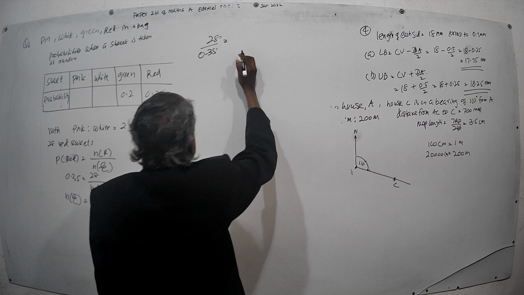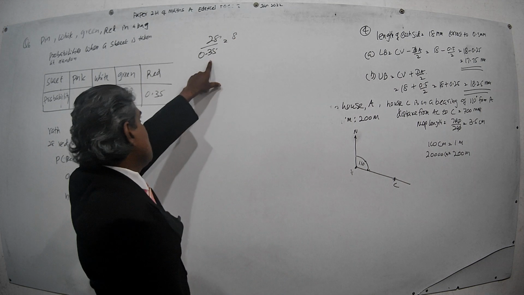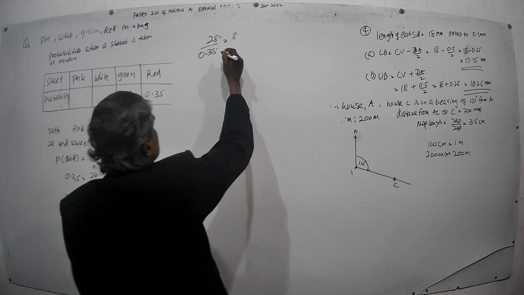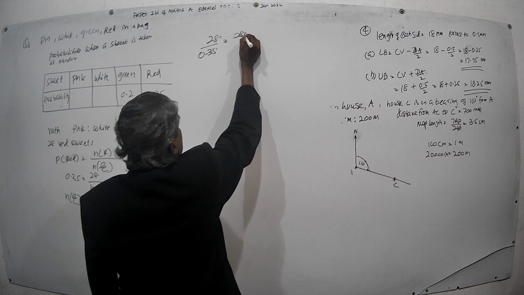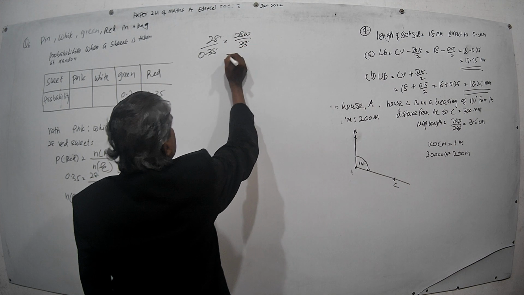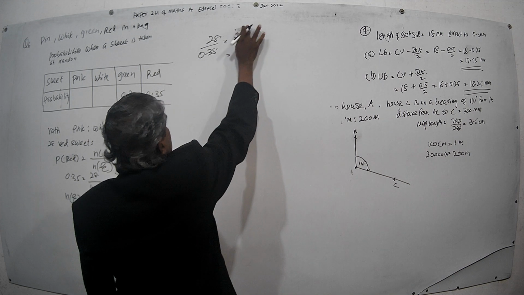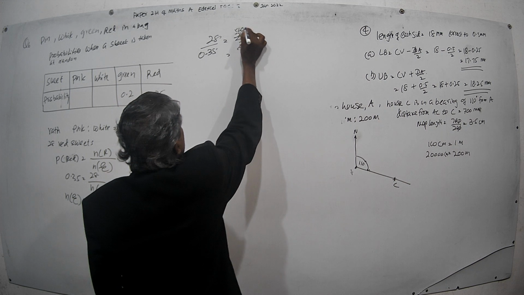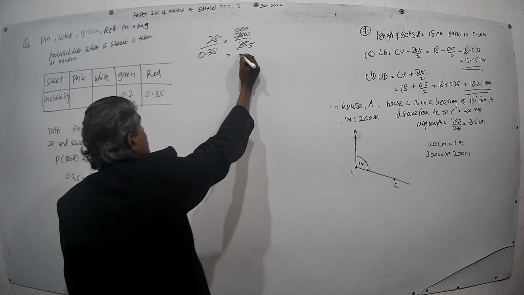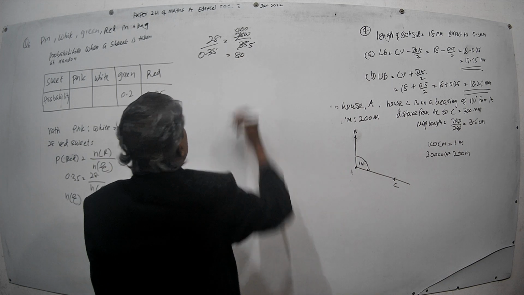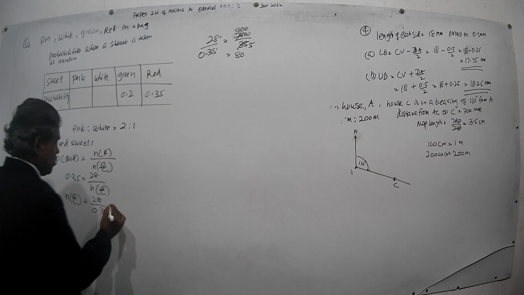You can use the calculator, right? Now the denominator is a decimal, so you convert it into a whole number by multiplying by 100. Then 2800 divided by 35. 7 times 5, 7 times 7. Then 7 times 4, then it is 400. 400 divided by 5 is how much? 80. There are 80 sweets altogether.